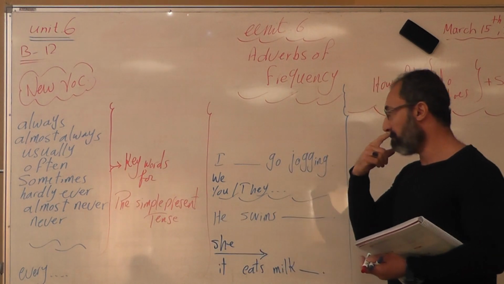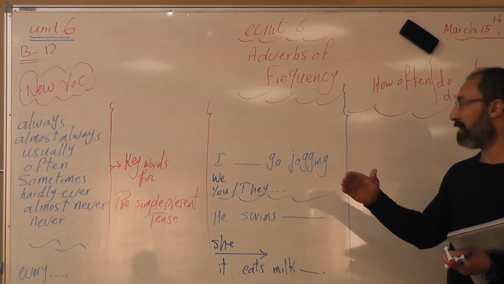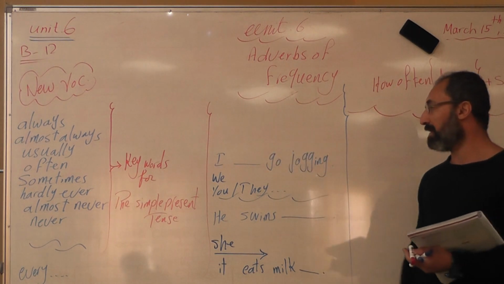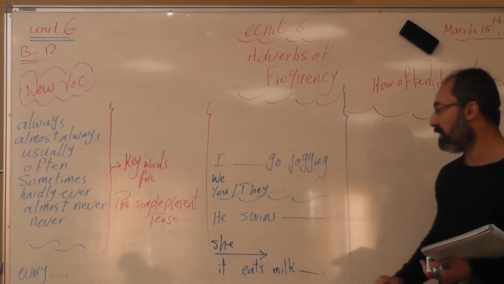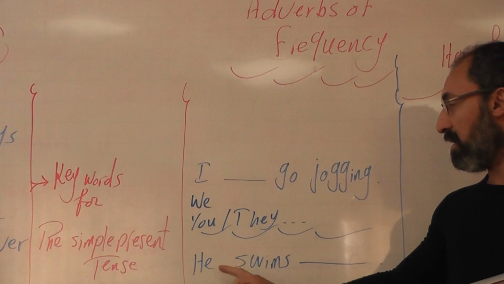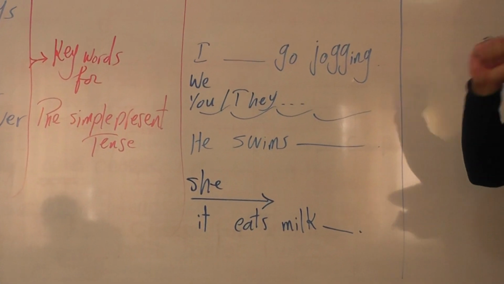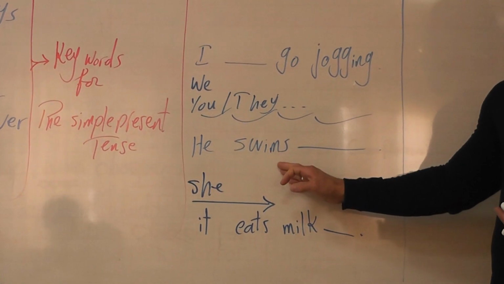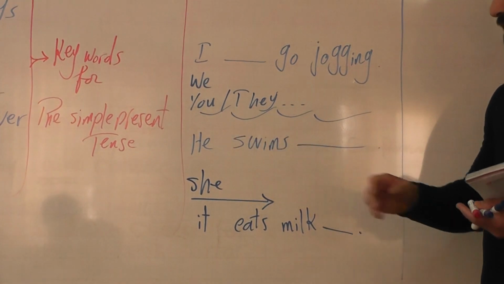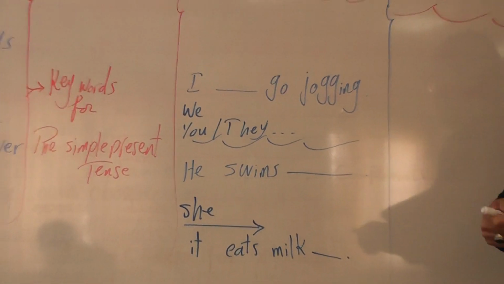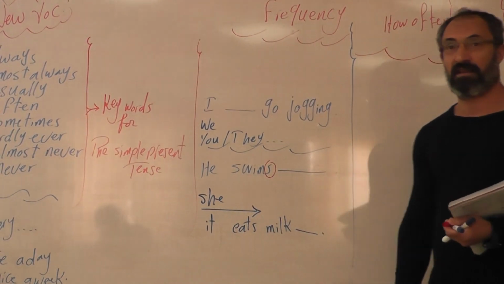As you know, what marks our simple present tense is that we add s or es to the verb if we have a singular subject such as he, she, or it. For example, he swims. I cannot say he swam. No, he swims. So here we have the letter S, which is marking the simple present tense as we mentioned before.